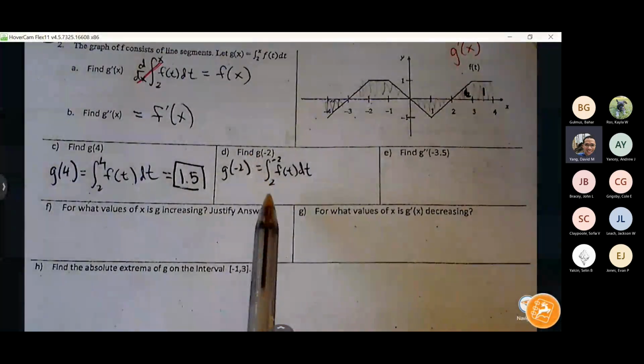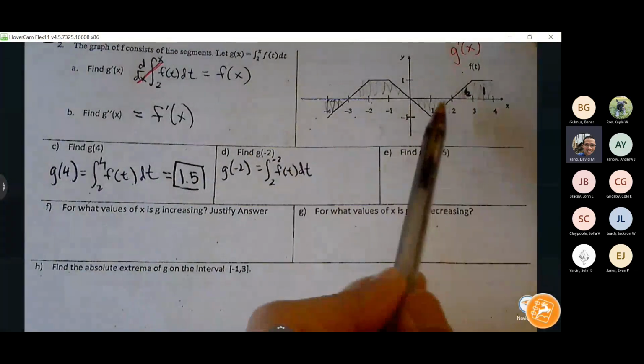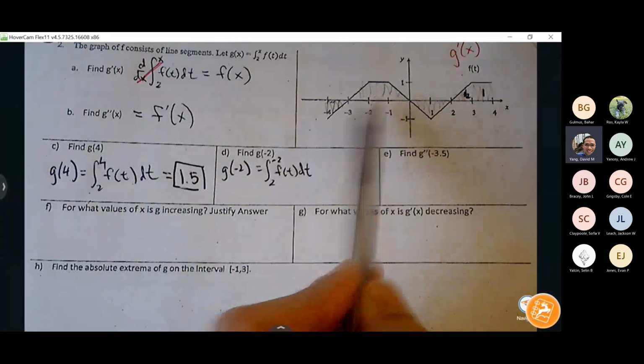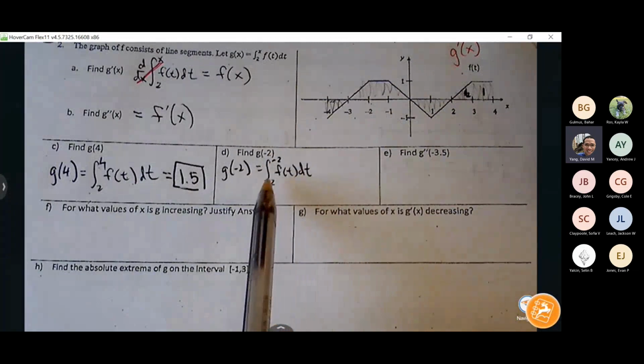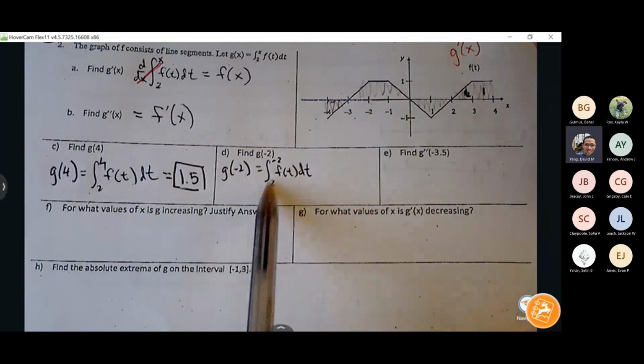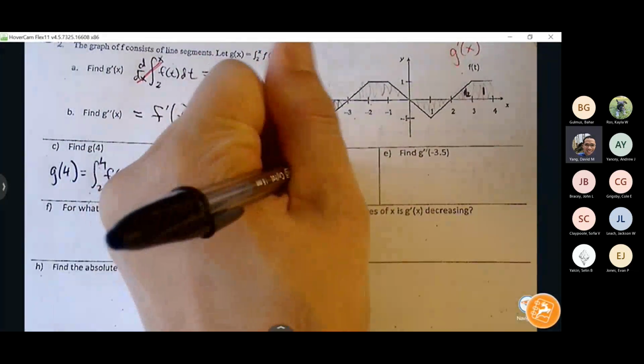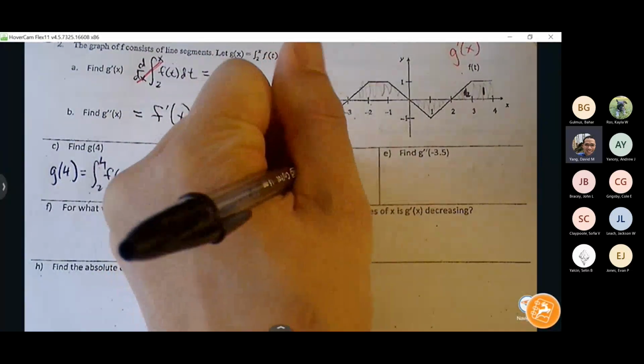So here I see my bounds a little bit out of order. I would prefer to read from left to right. Otherwise, everything is backwards. This is positive and this is negative. So that just feels like I'm having to do a lot in my head. So I want to just put those bounds so I can read the graph like I prefer to read. So from negative 2 to 2.